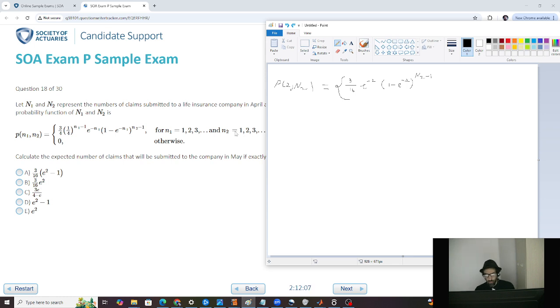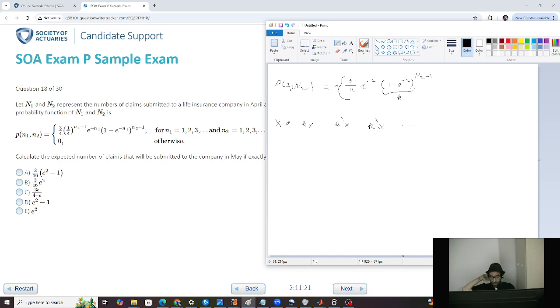If n2 equals 1, you've got some joint probability x. Let's call this a k. If n2 equals 2, you've got kx. If n2 equals 3, you've got k squared x. If n2 equals 4, you've got k cubed x, etcetera, where x is just some arbitrary probability.